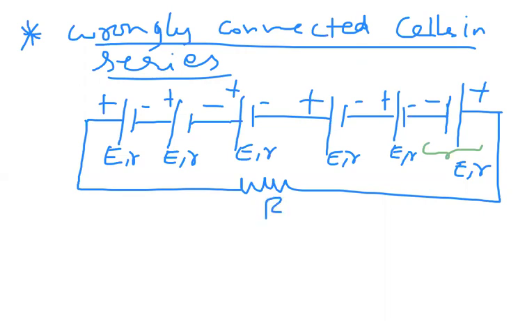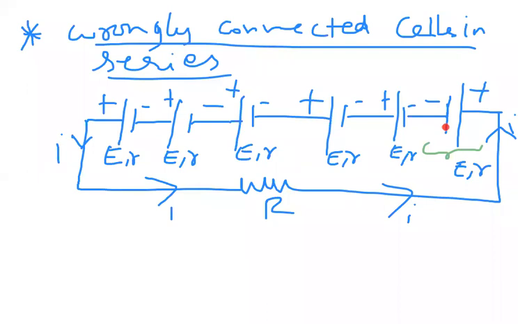This is the external resistance. Your majority of cells are in one order. Let me take the current flowing in this direction, entering like this. Now, here one cell is connected in the opposite direction, negative to negative, or positive to positive. If you connect like that, then we call that cell wrongly connected.